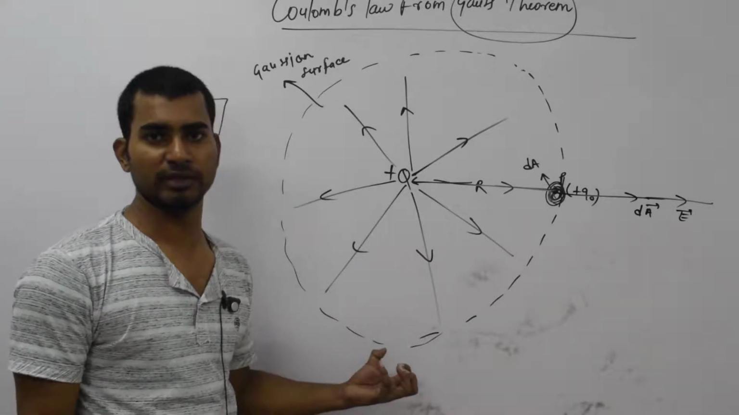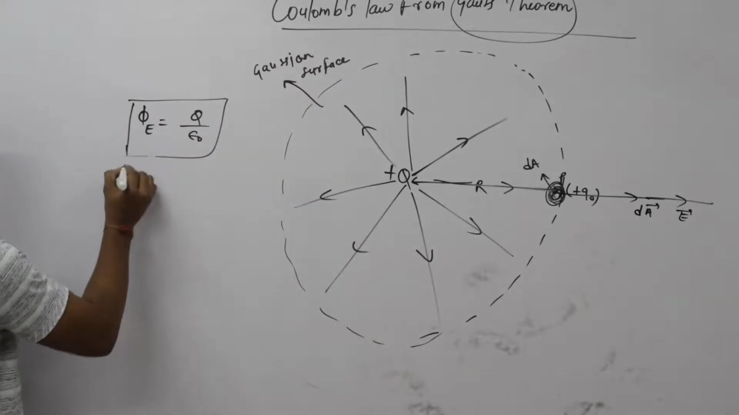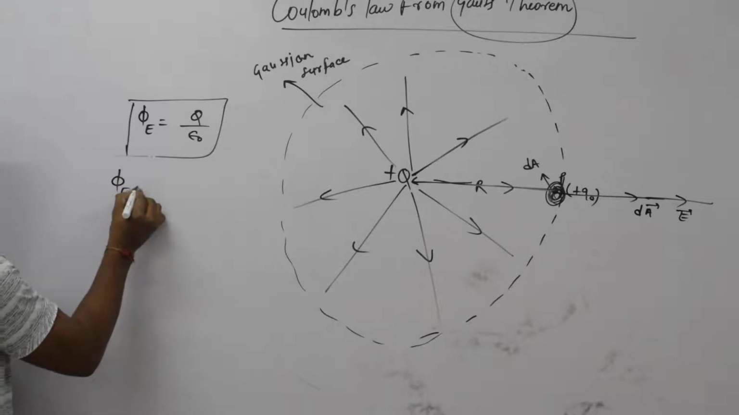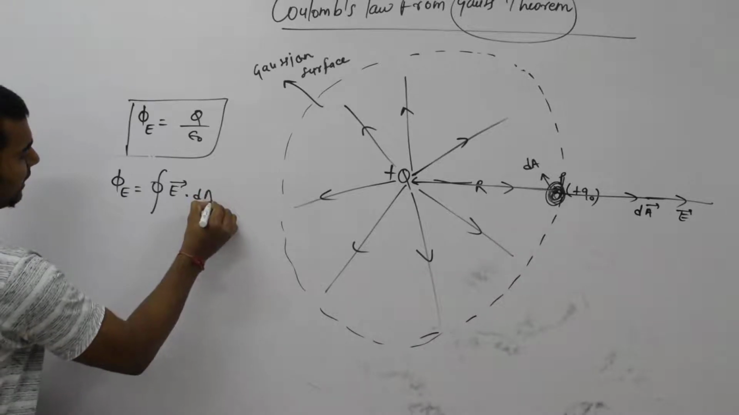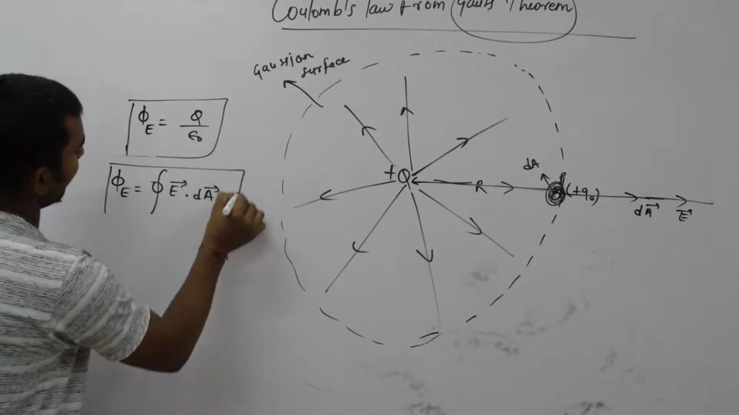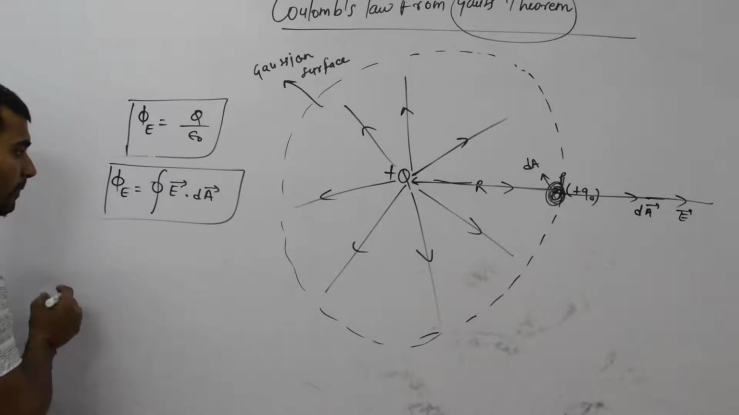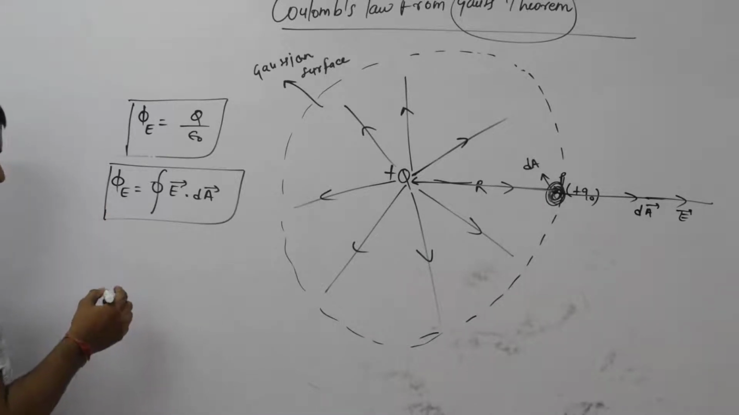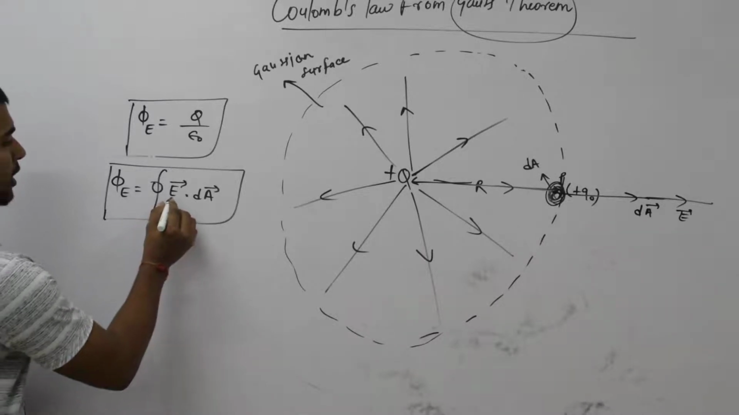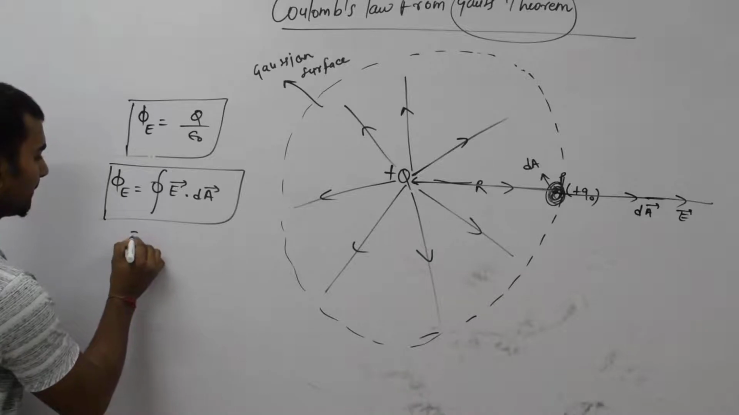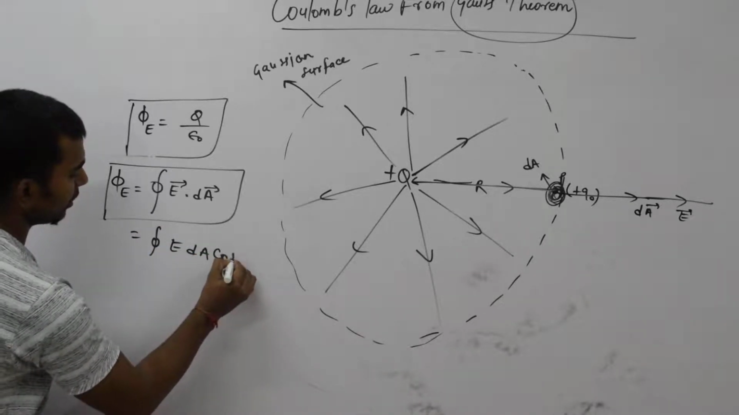This is the total electric flux enclosed by this Gaussian surface, which is given by the integrating formula that phi E is equals to closed integration of E dot dA. Now E dot dA, what we can write? E dA cos theta.